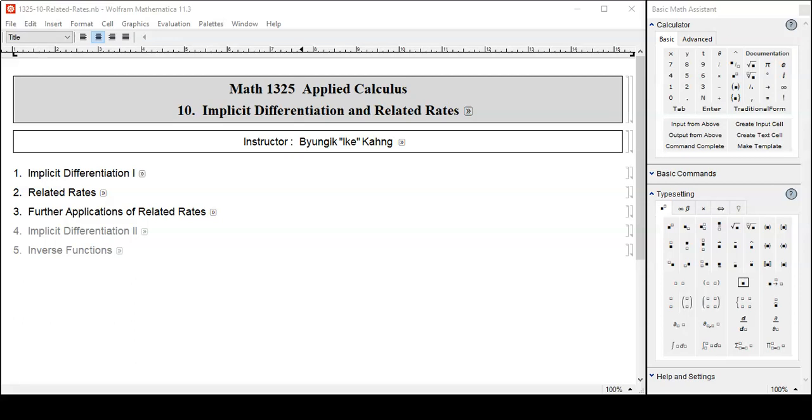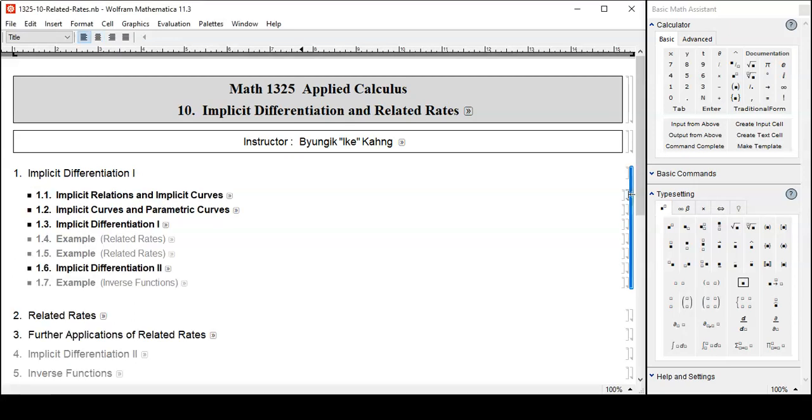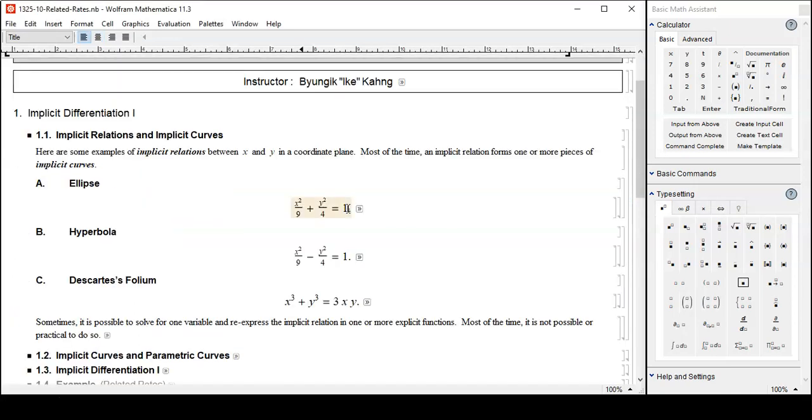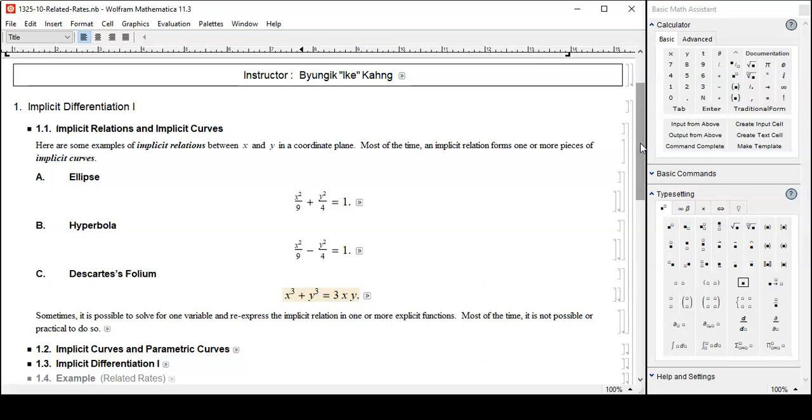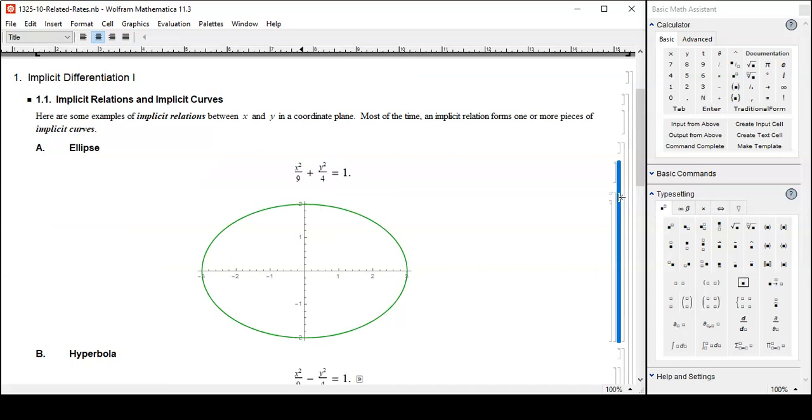Implicit differentiation is a differentiation that applies to implicit relations, such as this, or that, and here's a third example. In short, an equation of x and y put together. Sometimes we are lucky, we can solve it with respect to y, in y equals f of x form, and we have an explicit function, but in many cases we can't. Here's an example that we can't.